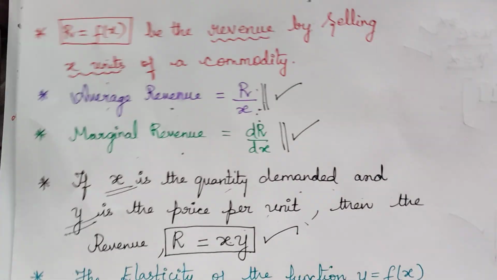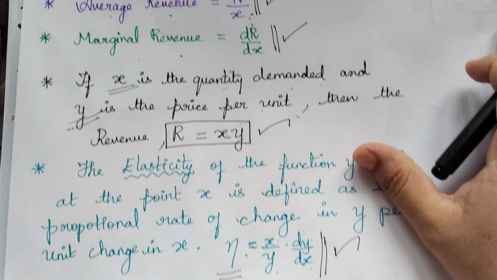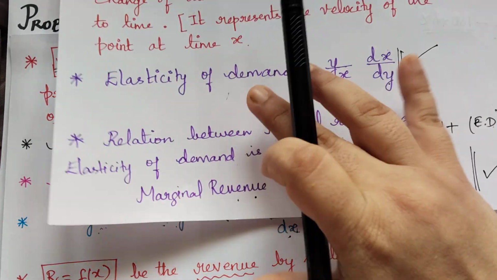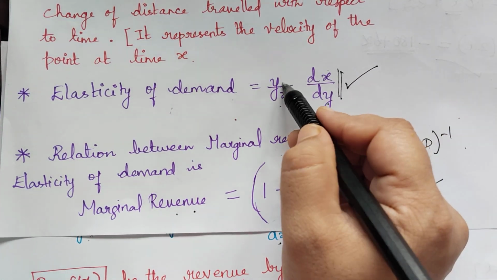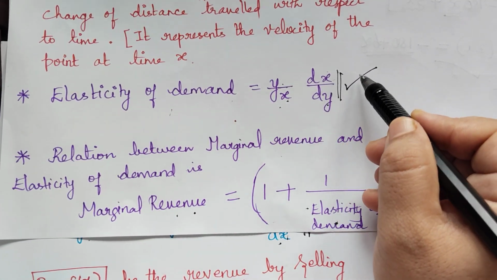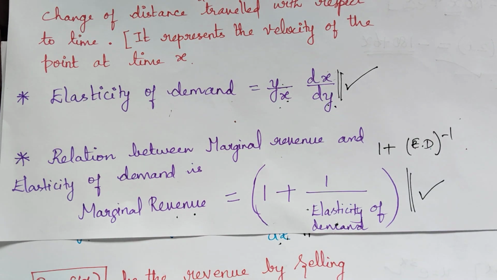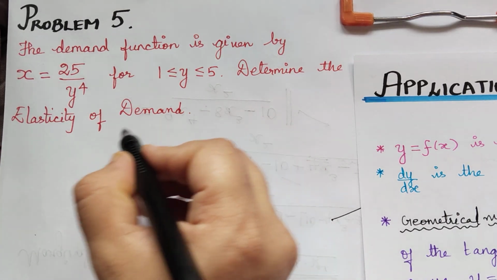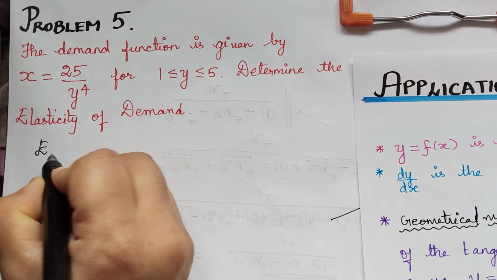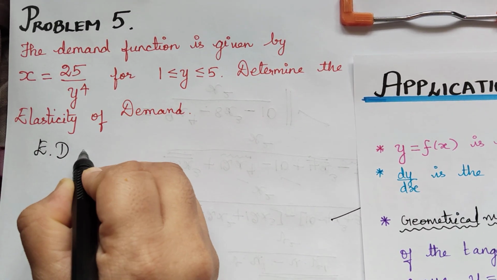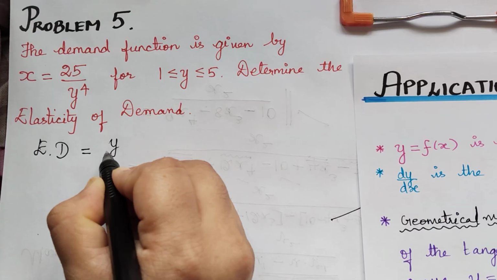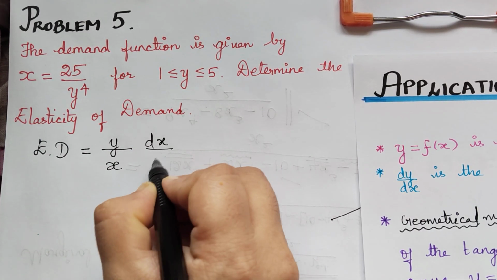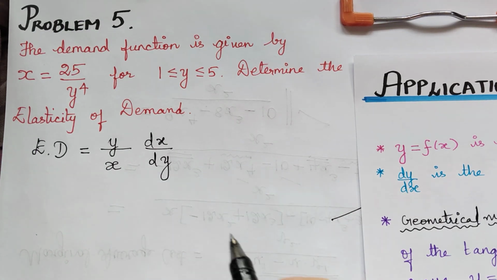So what is the formula for the elasticity of demand? We have already written the formula. That is, elasticity of demand is given by y by x multiplied with dx by dy. So let us write this formula first. The elasticity of demand, which I will mention as ED in short, is given as y divided by x multiplied with dx by dy. So this is the formula.